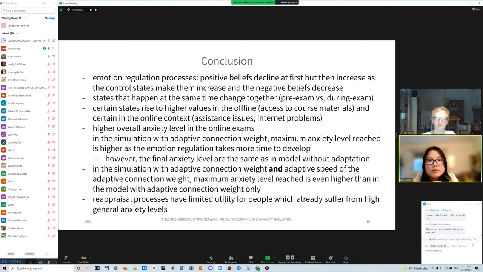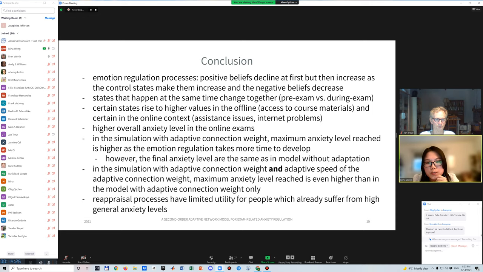Here we have some conclusions for our work. Although we do not have any empirical data to test our results, our theoretical simulation confirms that what we expected would happen, and now we briefly sum it up. First of all, the emotion regulation process worked as it should. We observed some decline in positive beliefs when anxiety kicks in, but then the control states get stronger, positive beliefs get stronger, and the negative ones get weaker. Also, we observed that in all simulations, the pre-exam states change together and the during-exam states change together too.